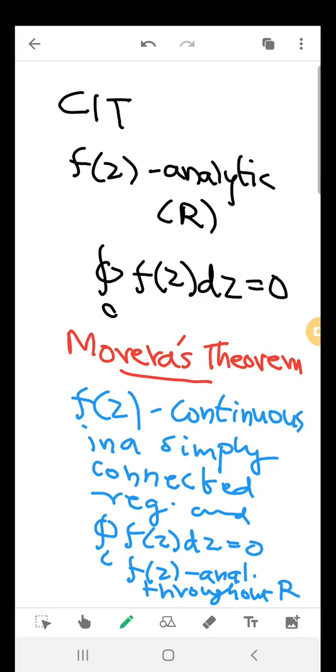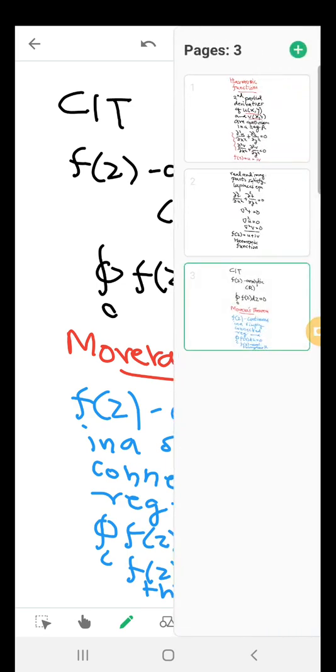Now next we will do some problems based upon Cauchy's residue theorem that we have discussed in our previous lectures. So first, let us start with a problem.